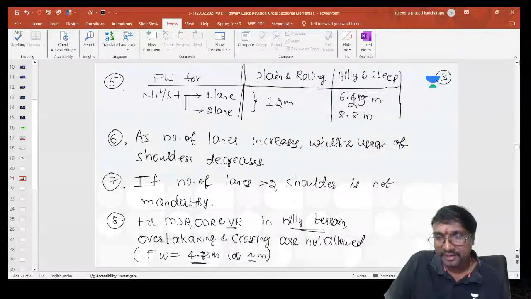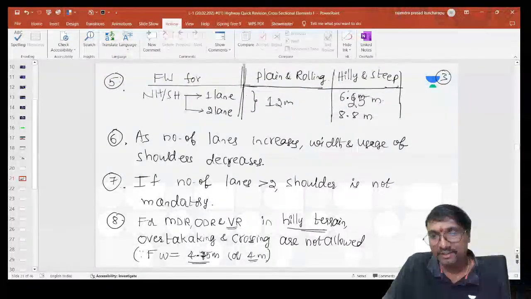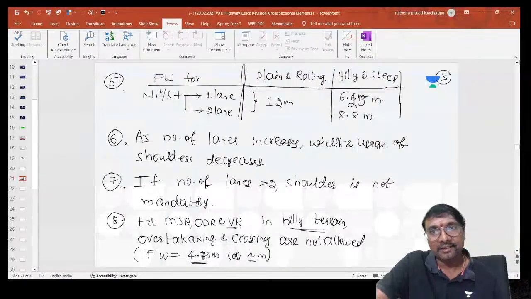Yeah, this highway course is for GATE, everyone, right? For everyone it is useful, right? For GATE and everyone, okay?